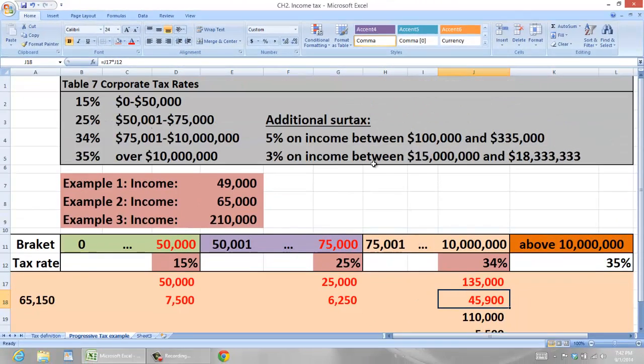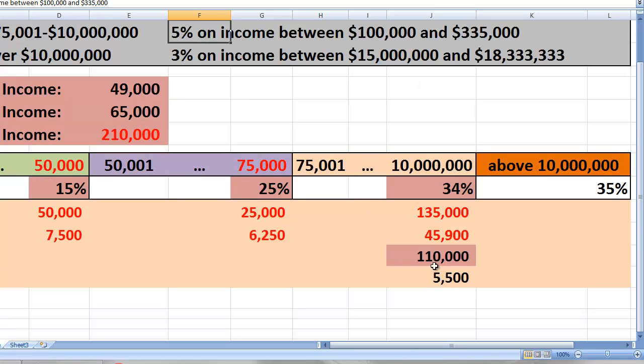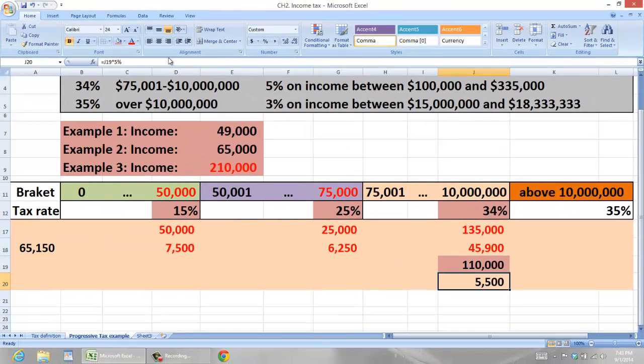And oh, by the way, because your income is 210, which is above 100,000, you have to pay a 5% surtax. Does it mean that you have to pay 5% for the whole 210? Definitely not. You only have to pay 5% for the amount above 100,000. So from your income of 210, you take 210 minus 100,000. So you have here 110,000 subject to the 5% surtax. So the surtax amount equals 110 multiplied by 5%, we have it, 5,500.